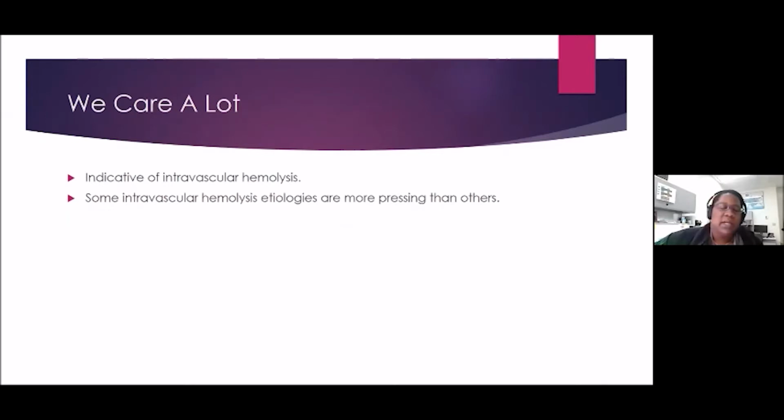And also in TTP, you will not have to hunt for the schistocytes. You won't see one schistocyte on the periphery on one end and then maybe another one. You will not have to look for them. They actually sort of jump out at you. In the first field, you'll be able to see schistocytes. As I said before, schistocytes are indicative of intravascular hemolysis. Some etiologies are more pressing than others, and that's what we're going to get into towards the second half of this talk.